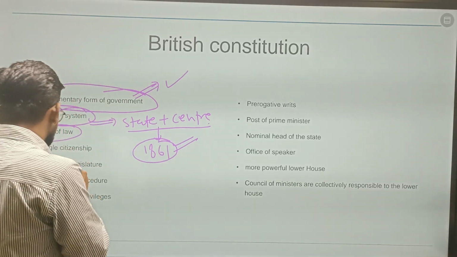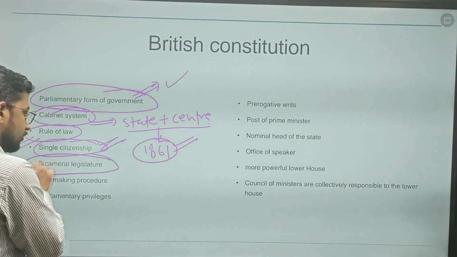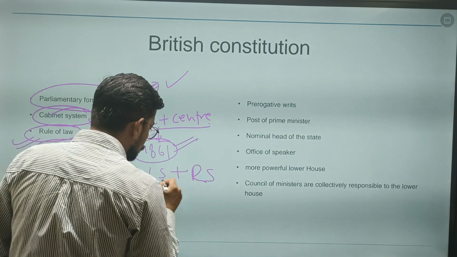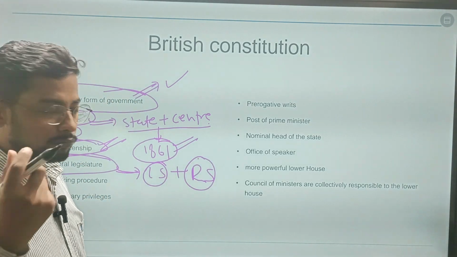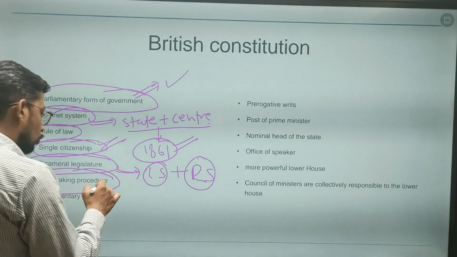Then single citizenship we have taken from Britain. Bicameral legislature, for example, we have Lok Sabha and Rajya Sabha. So we have two houses. This provision we have also taken from Britain. Law making process, how the law should be made.